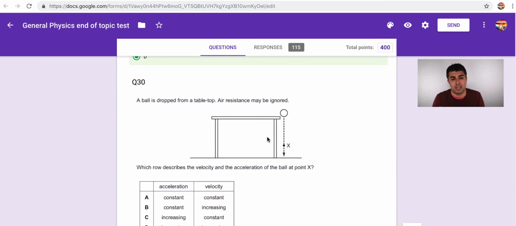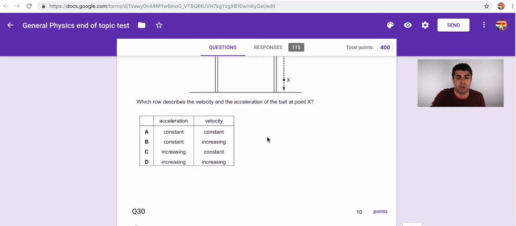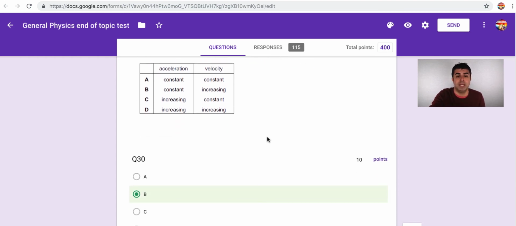Question 30. A ball is dropped from a tabletop. Air resistance may be ignored. Which row describes the velocity and the acceleration of the ball at point X? Well, if air resistance is ignored, the velocity is going to increase. It's going to get bigger and bigger because the acceleration due to gravity is the same. It's 10 meters per second squared, or gravitational field strength is known as 10 newtons per kilogram. I hope you can see, therefore, the answer must be B. The acceleration due to gravity is the same, it's 10, but the ball will keep speeding up, or its velocity will keep increasing by 10 meters per second every second.